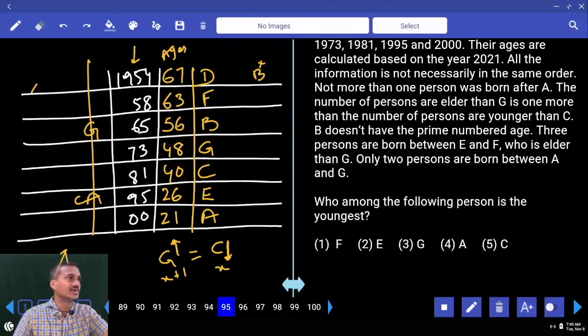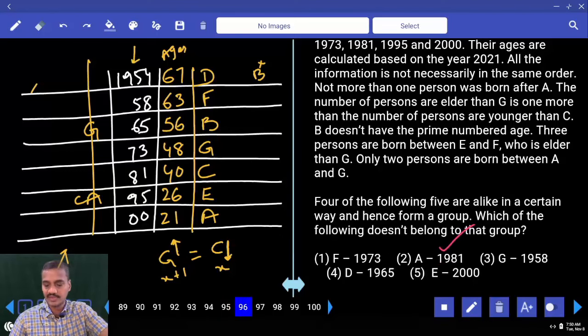Question 95: who among the following is the youngest? A is the youngest. Choice 4, 95. Then in question 96, F and 1973, there is only 1 person. A and the one born in 81, there is 1 person. G and 1958, between G and 1958 again there is 1 person. D and the one who was born in 1965, there is a person. And E and the one born in 2000 are adjacent to each other. Hence, what is your answer? Choice 5, question number 96.